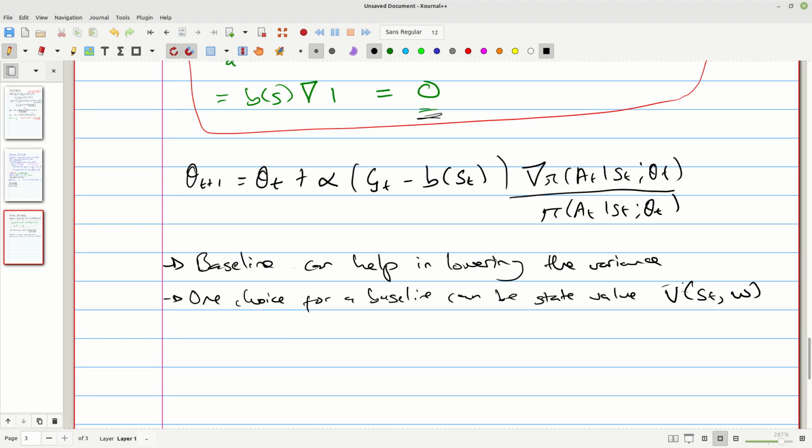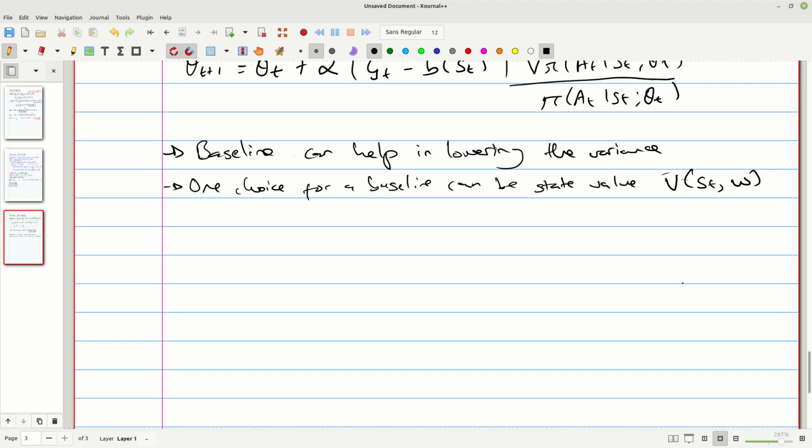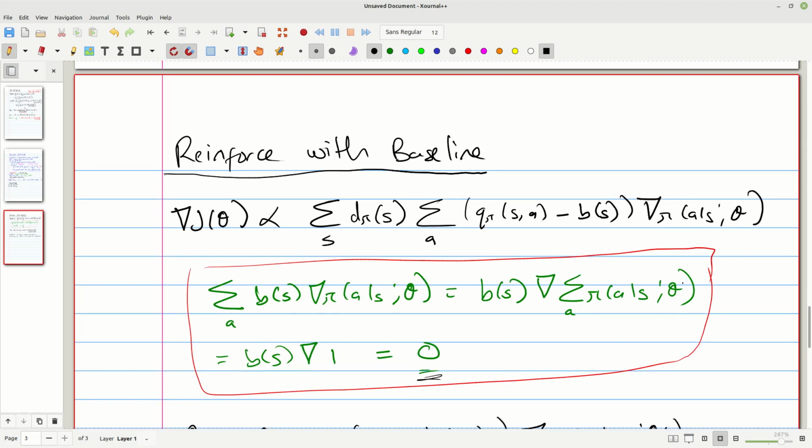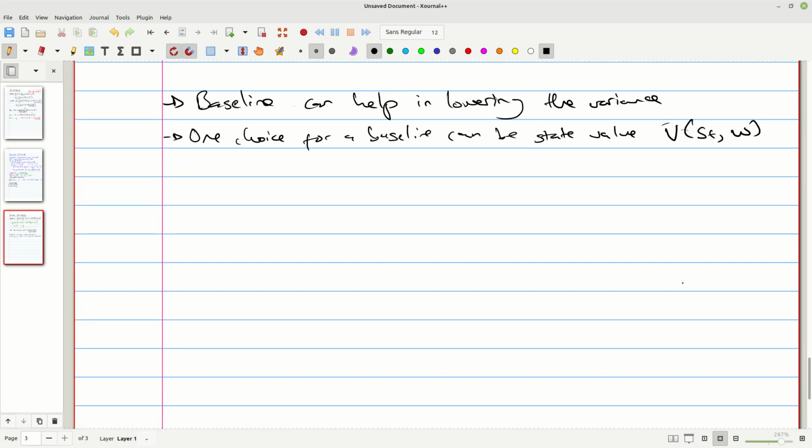So what does this change in our update? I'm not going to rewrite every element of the pseudocode that we did here, but let me just rewrite the important parts because everything else is the same. First, we're going to compute our return g as usual, the summation from k equals t plus 1 up to capital T of gamma to the k minus t minus 1 times rk. That's what we said before. And then we're going to compute delta, which is equal to g minus our baseline, which is v of st comma w.